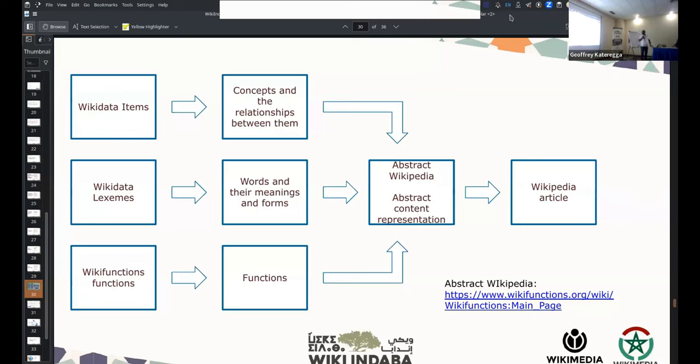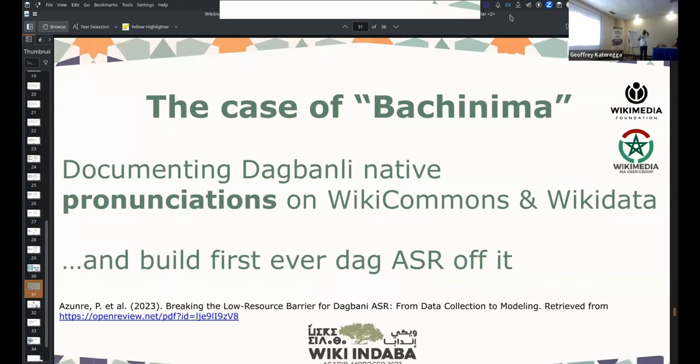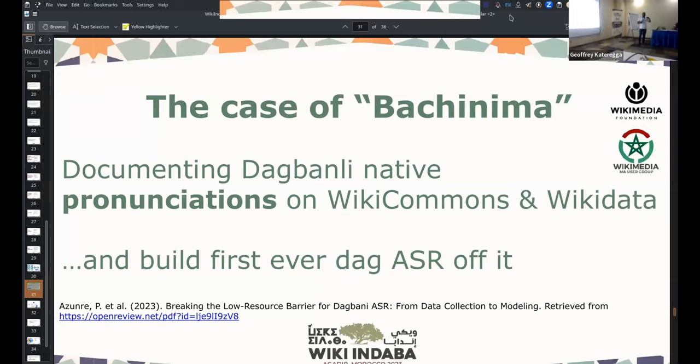Okay. One last thing before we get into the fun parts of this. There was an interesting case where the Dagbani Wikimedians user group, I think it's on the next slide, they have a mission of documenting their language, preserving it. And one of the ways that they thought to do that is to have a collection of all the pronunciations of the root words of the language online. So they recorded 4,000 root words in Dagbani, uploaded them to Wikimedia Commons, created lexemes for each of these words, and then connected the Commons pronunciation to the lexemes using a Wikidata property called pronunciation audio.